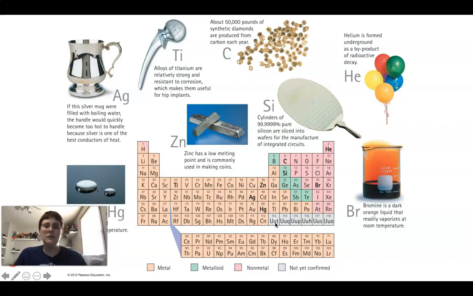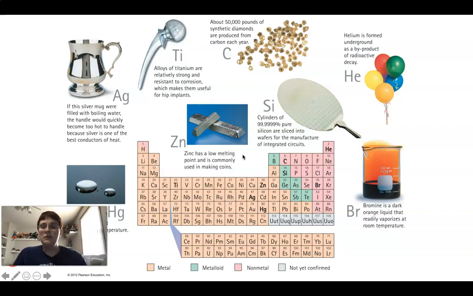The ones that are gray are not yet confirmed. A couple of them have been confirmed. But like I said, there's 118. And so we've got this wide variety of metals. You can see pictures of some of them up here. Some of them are liquids, solids, used for a variety of materials.